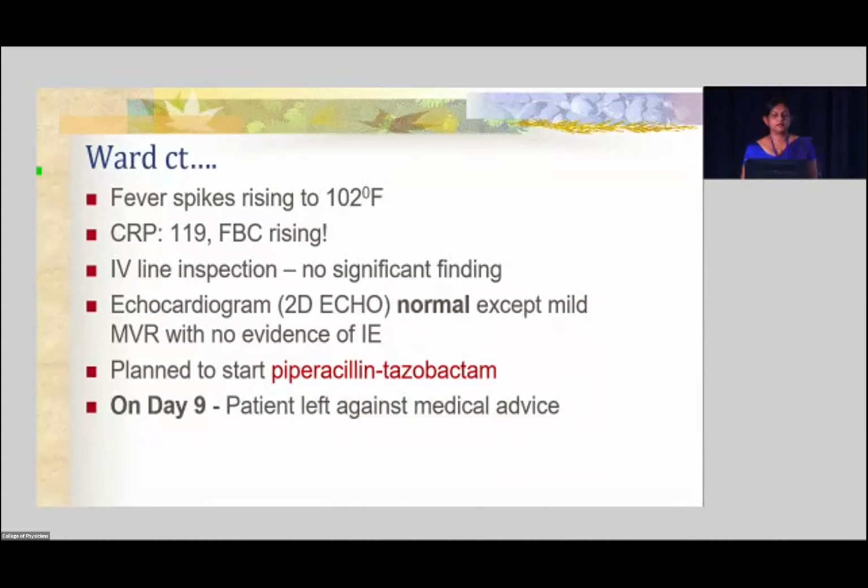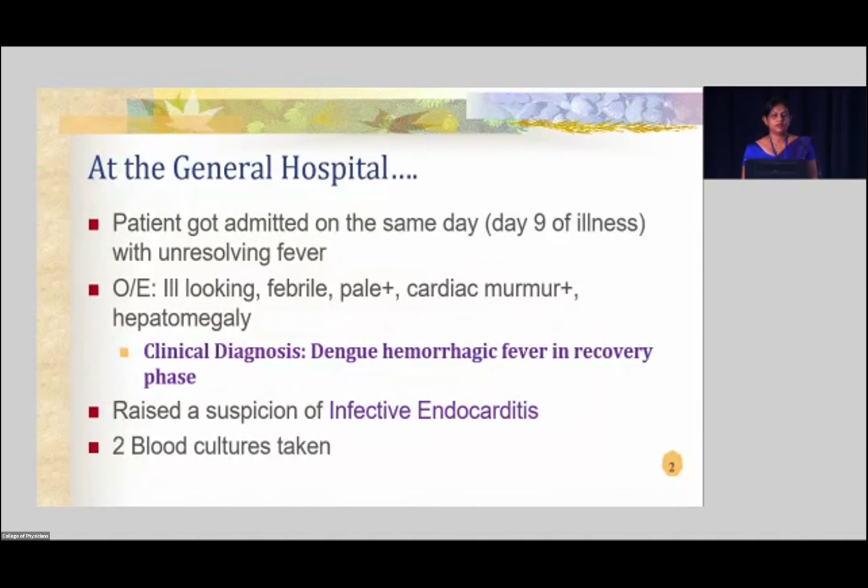So for the microbial investigations at MRI, we got the urine culture report as mixed growth, and the automated blood culture signaled a growth, and we identified the organism as Enterococcus faecium. But when we informed them, the patient had left the hospital. She got readmitted to a general hospital on the same day, day 9 of illness, with unresolving fever. On examination, she was ill, febrile, pale, with a cardiac murmur and hepatomegaly. That team made a diagnosis of dengue hemorrhagic fever in recovery phase, but raised a suspicion of infective endocarditis, and 2 blood cultures were taken.